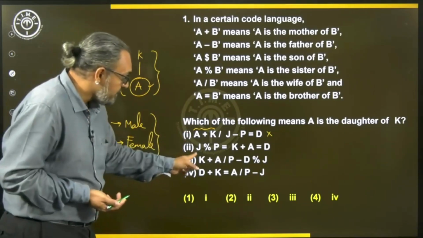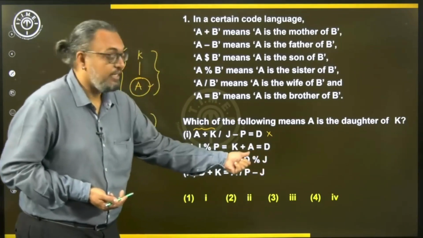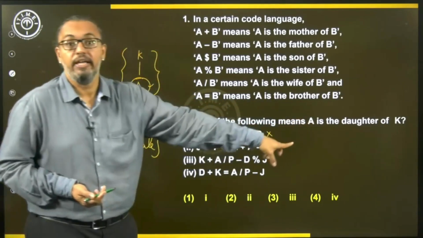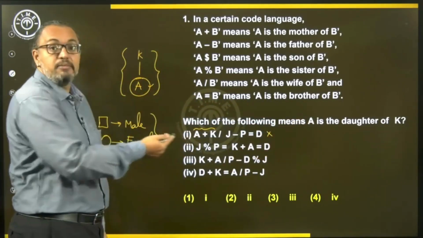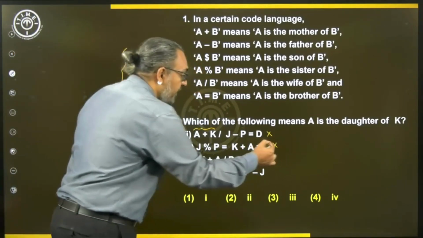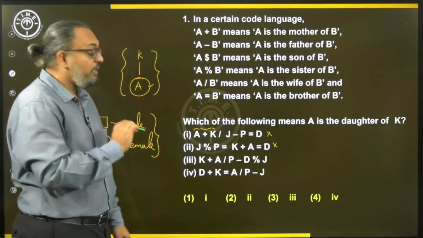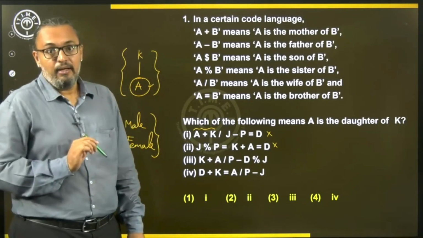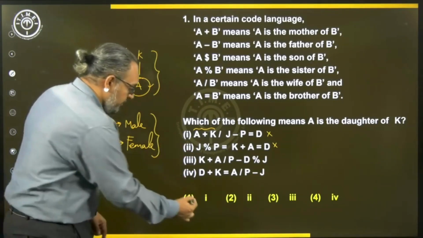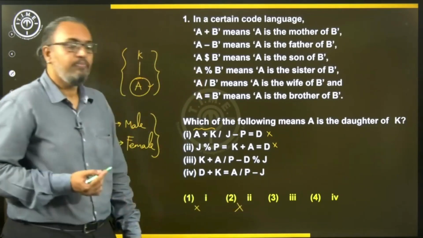Now look at the second one. I have K and A equals D here. What does equals mean? Equals means brother, so A is a brother of D. Then there is a gender mismatch. Are you understanding the point? So I can also rule out the second one. Like this, you have to be very smart in looking at and eliminating the options. So I can rule out the first option, then the second option, correct?